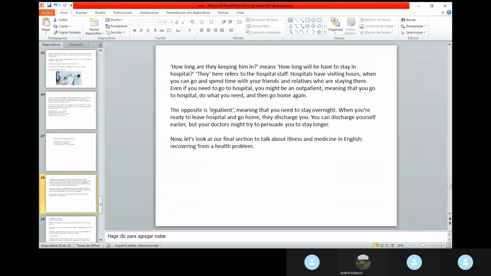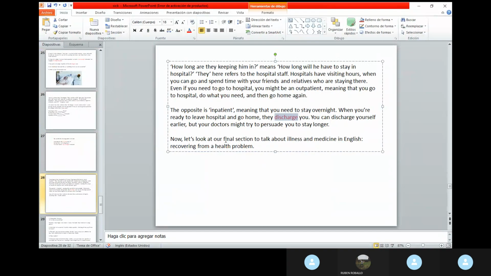The opposite is inpatient, meaning when you stay overnight. ¿Sí? Que va a estar hospitalizado. When you are ready to leave the hospital, go to home, discharge. Esta palabrita para ya dar de alta. You can discharge yourself early, but the doctor might try to persuade you to stay longer. Ya cuando de pronto usted está desesperado, pero los doctores le dicen que tienen que estar más tiempo.